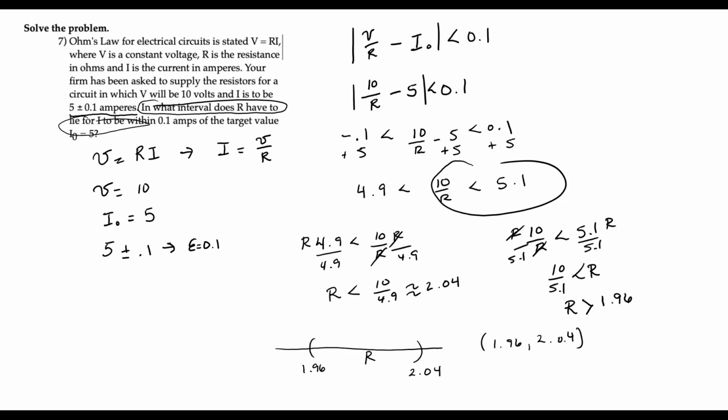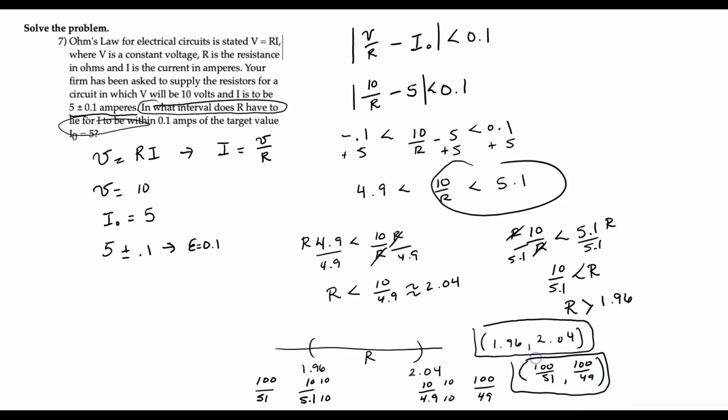The other way that they might write it out is, you would say 10 over 4.9, and the other one would be 10 over 5.1. However, it's not customary to write them as decimals, so you'd have to clear that by multiplying the top and the bottom by 10. And that will give you an equivalent fraction. So in this case, 100 over 51, and the other one would be 100 over 49. So that's another way to express the interval here. Either one of these should be acceptable. It just depends where you're keying in your answer.